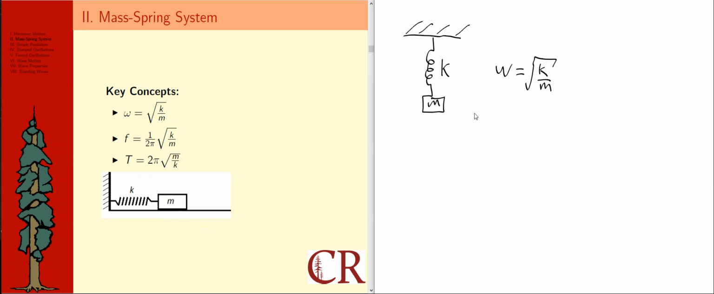As an alternative, I have here on the whiteboard a mass that is hanging vertically from a spring. This is easier to do in reality because frictionless surfaces are hard to come by. And so this is, again, much easier to set up. And it turns out the frequency is the same in both cases.